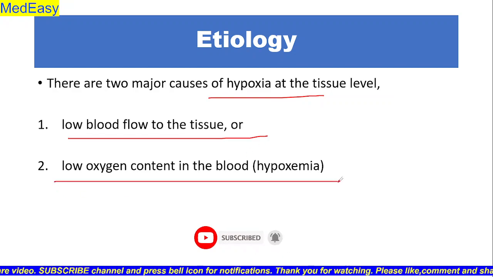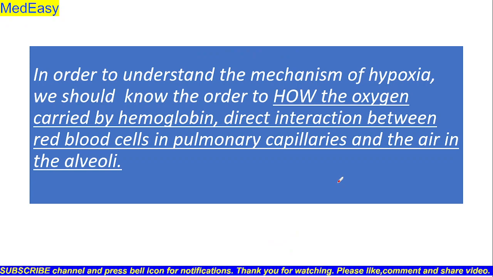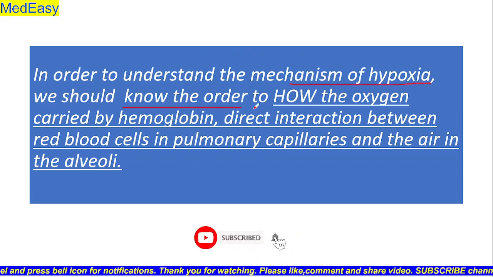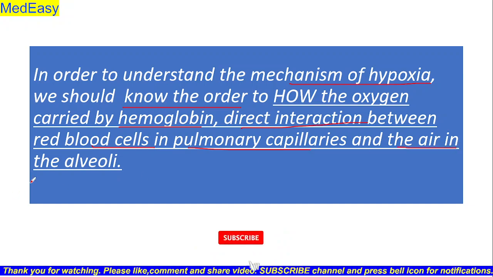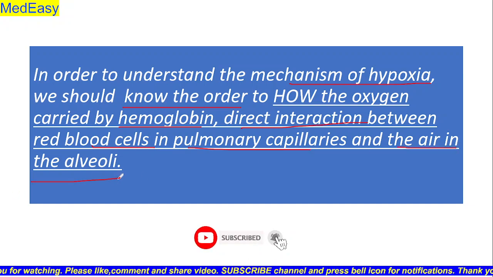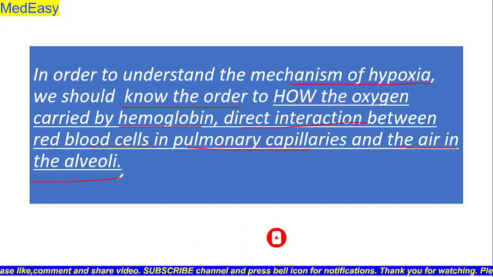So that is called hypoxemia. In order to understand the mechanism of hypoxia, we should know how oxygen is carried by hemoglobin, and the direct interactions between the red blood cells in the pulmonary capillaries and the air in the alveoli. We should know the route, the path which oxygen follows from the lungs to the tissue, to understand the mechanism behind hypoxia.